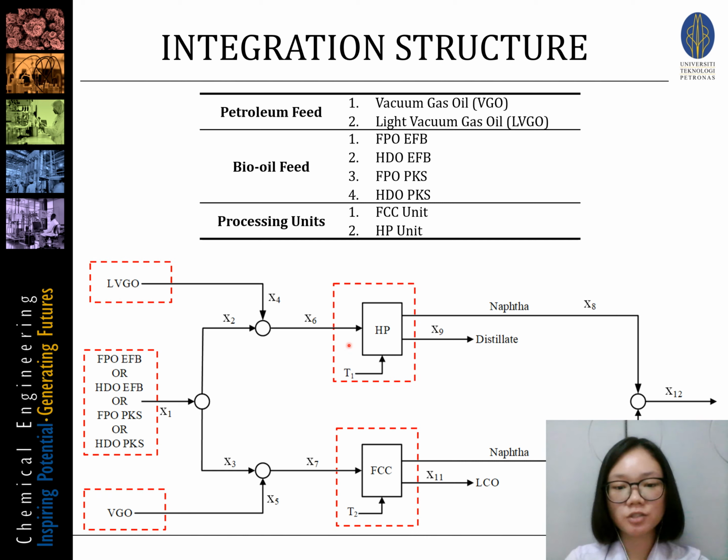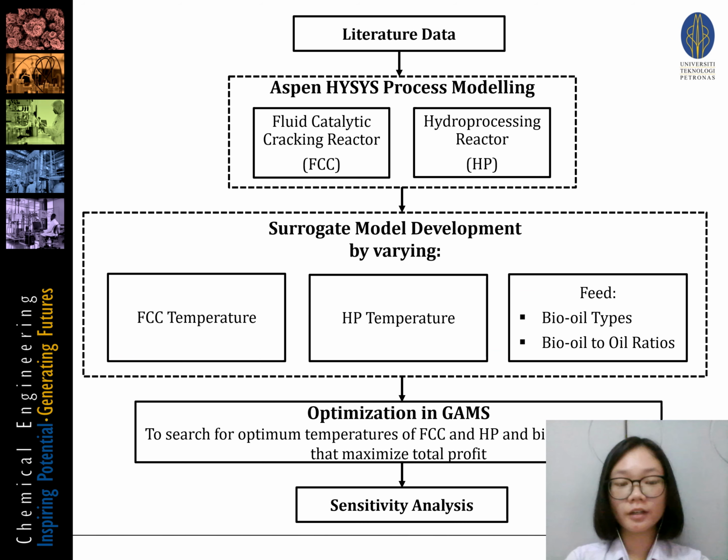And then the blended strips are fed into the processing units to produce the desired products, namely Naphtha, Distillate, and LCO. LCO is known as light cycle oil. And here I show you the flowchart of my methodology, where the optimization work begins with the Aspen HYSYS process modeling of the FCC reactor and the HP reactor.